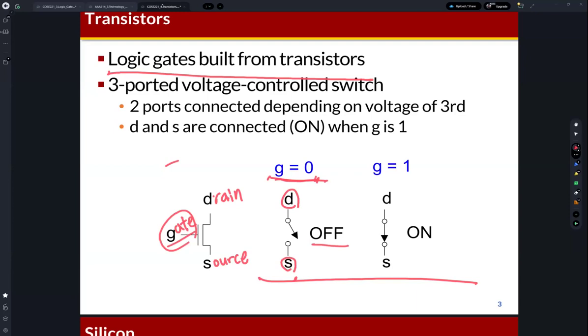How about this one? If the gate is 1, then the drain is connected to the source. This is the turned on state of the switch. So we can understand the behavior of a transistor like this. Using a gate, we can control the disconnection and connection between drain and source.